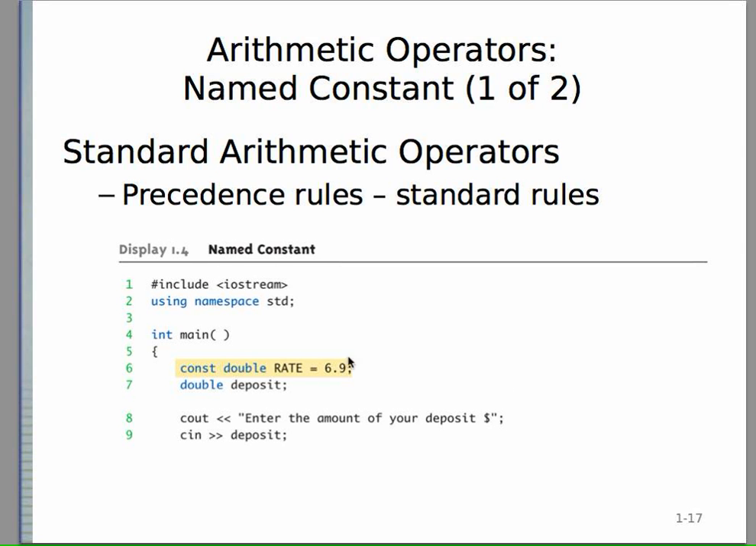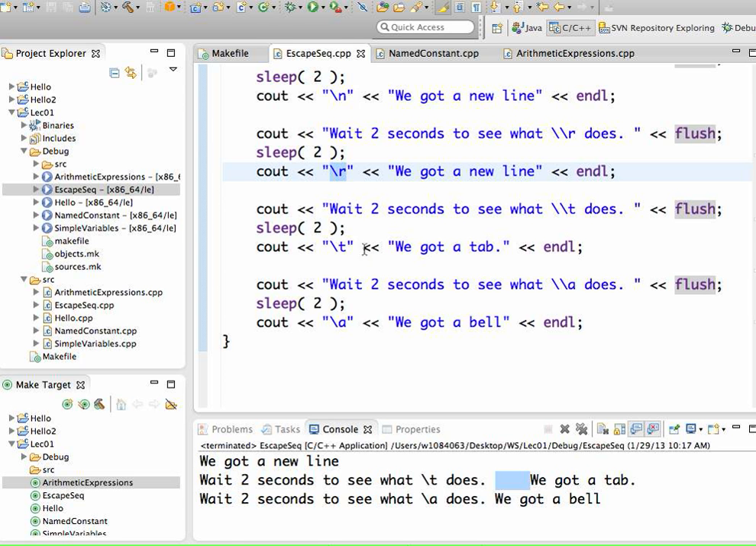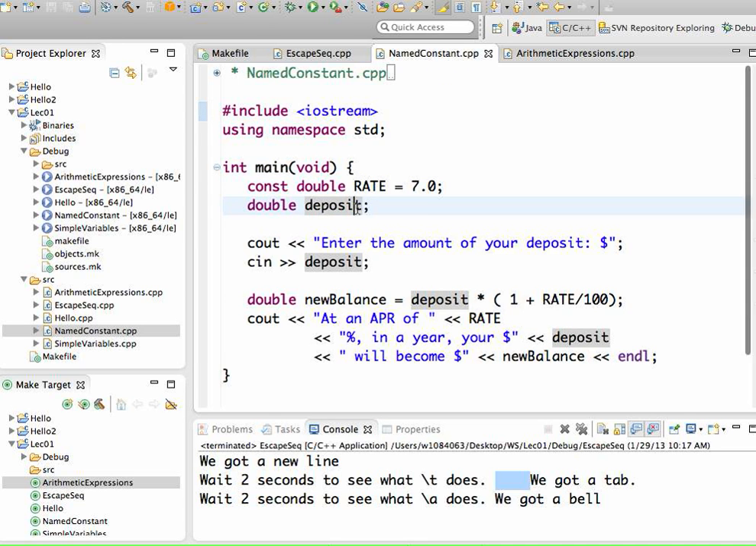Okay, so we have a simple example. This is straight from the book. This is display 1.4, and it uses the const double rate. And I have a simple program that demonstrates this. Named constant. Okay, so here it is. I have a const double rate is equal to 7. This is supposed to represent 7%, so maybe I should have called it interest rate. That would be probably more descriptive and probably better.